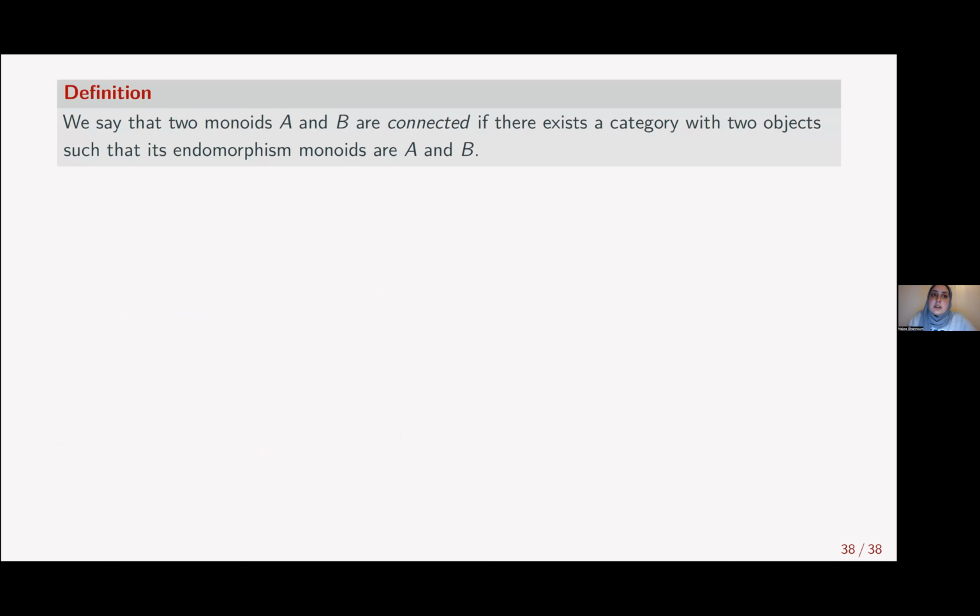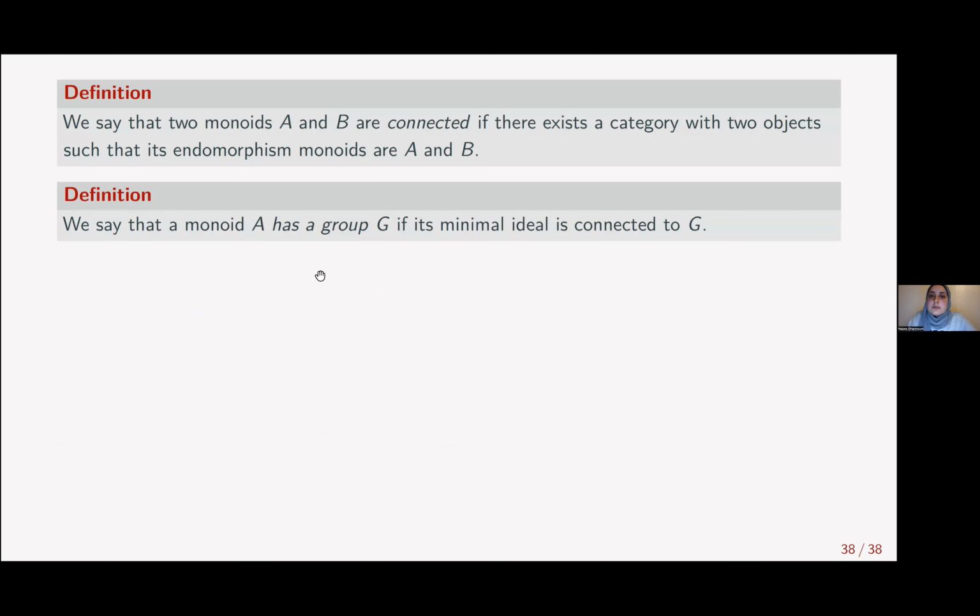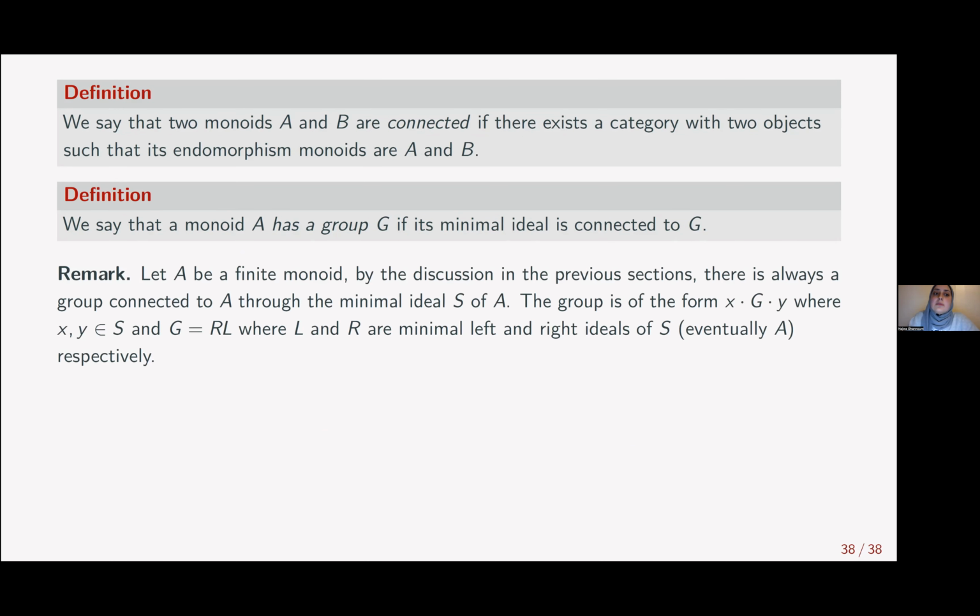I recall that two monoids A and B are connected if there exists a category with two objects such that its endomorphism monoids are A and B. And we say that a monoid A has a group G if its minimal ideal is connected to G. So from the previous sections, if I have a monoid and I have the simple ideal, G is the group obtained by the minimal left and right ideals from everything before. And from also everything before, we know that every finite monoid A, there's always a group connected to A, and it is through the minimal ideal S of A, as shown before.